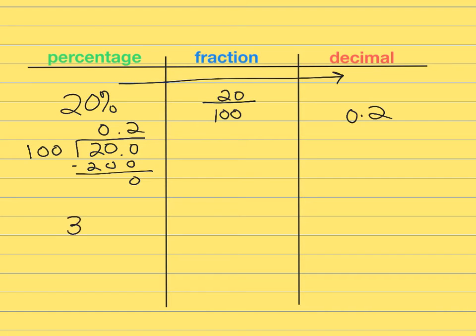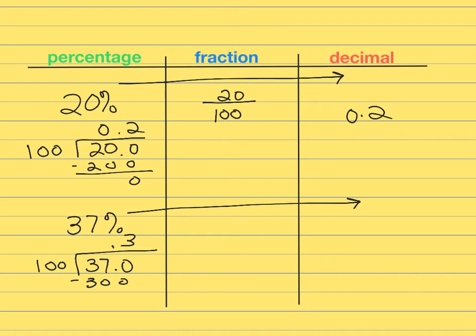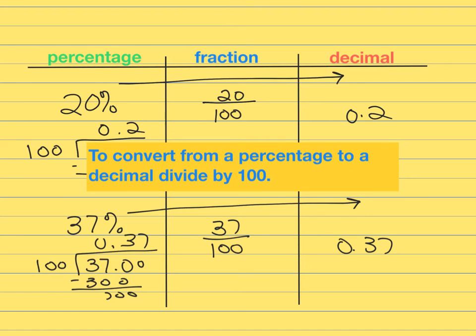What if we have a number like 37%? Works the same. To convert that percent to a decimal, we're dividing by 100. 37 divided by 100. 37 hundredths. Okay, we write it over here. And here's what the fraction is for 37%. 37 hundredths, written as a decimal, 37 hundredths. So we know to convert from a percentage to a decimal, we divide by 100.